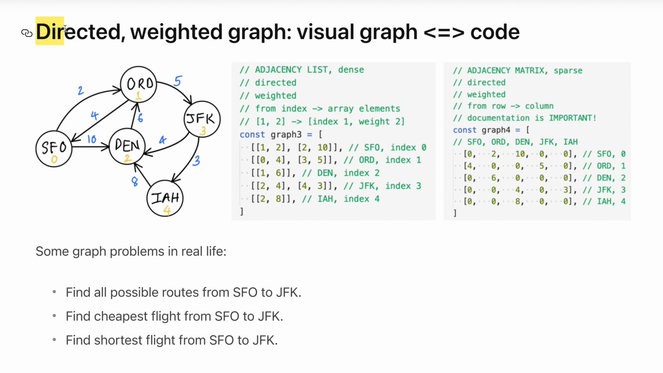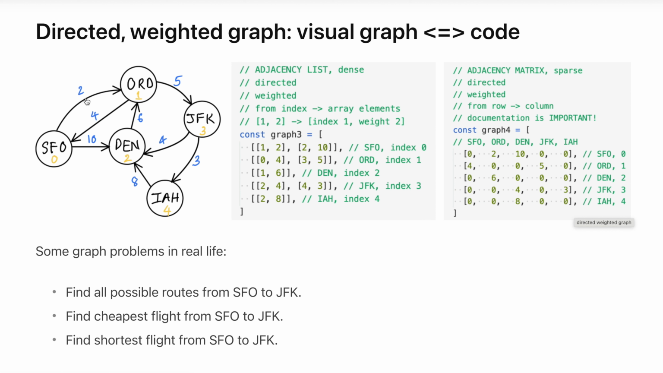Next, we're gonna learn how to present the directed weighted graph into code and vice versa. A weighted graph is the graph where the edges are associated with a number, representing the weight. This weight can mean anything. For example, the number 2 here can be the cost of the flight from SFO to ORD. And from ORD back to SFO is gonna cost 4.